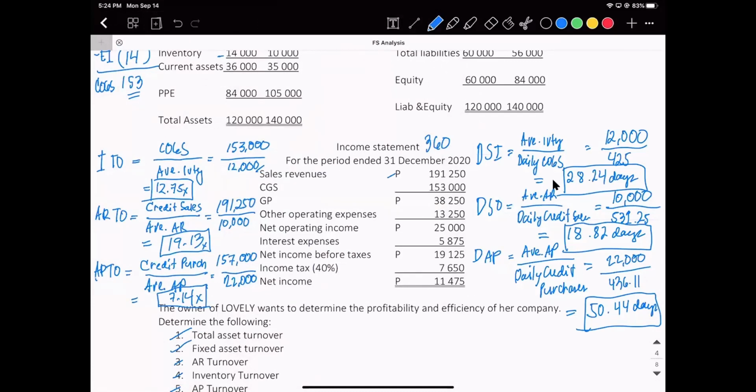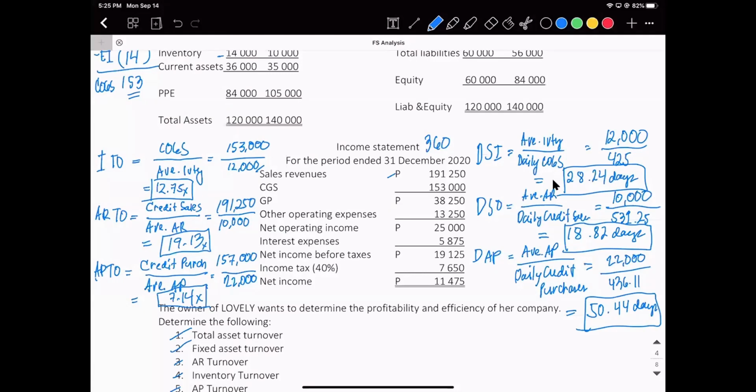Okay, so for days sales inventory or days inventory, it takes 28.24 days before the said inventory is sold to customers. Okay, so 28 days bago mabenta sa customer. Yun ang ibig sabihin, no?